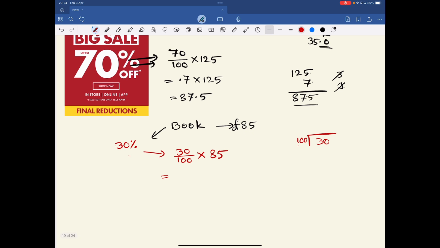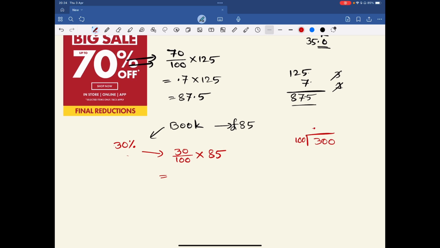So the denominator is 100 and the numerator is 30. So the numerator is less than the denominator, so we have to put a decimal there and put a 0 there. And 3 times 100 is 300. So 30 out of 100 means decimal 3 times 85.